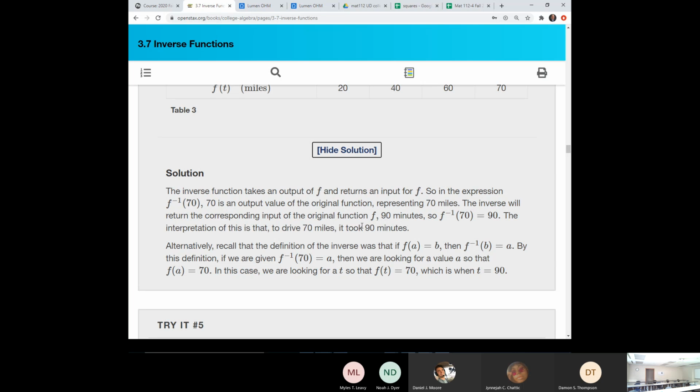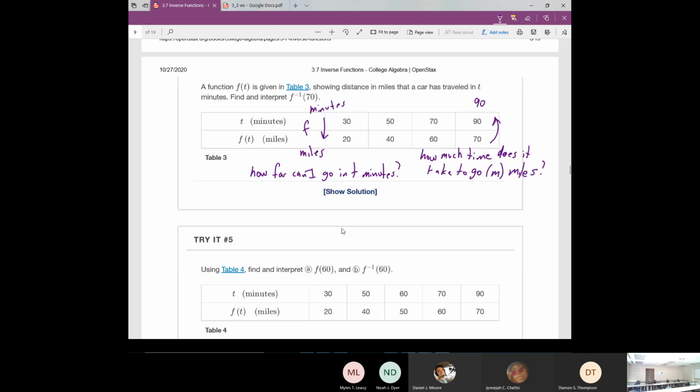I think I actually like my explanation a little more because I turned it into a question. How far can I go in t minutes? The inverse question is, how long does it take to go so many miles? How many miles can I go in t minutes? Inverse, how long does it take me to go that many miles? And if I have a table, it's just a matter of finding the output of the original function.